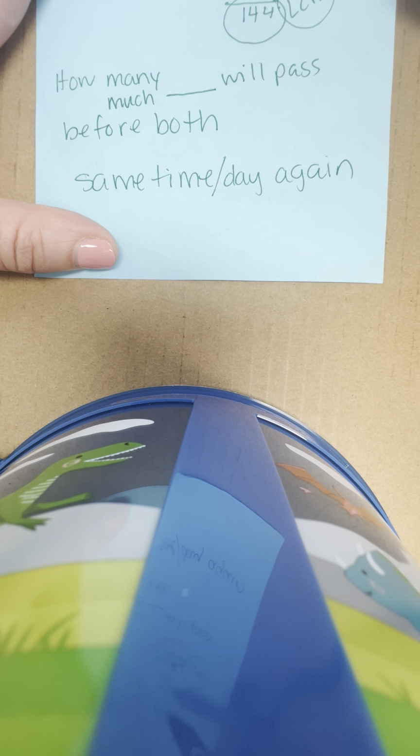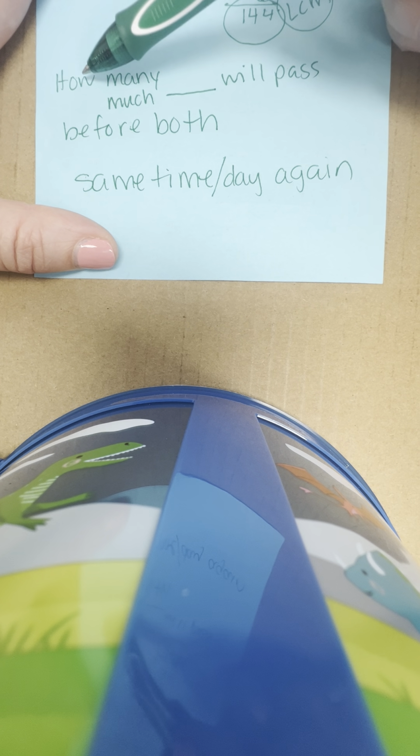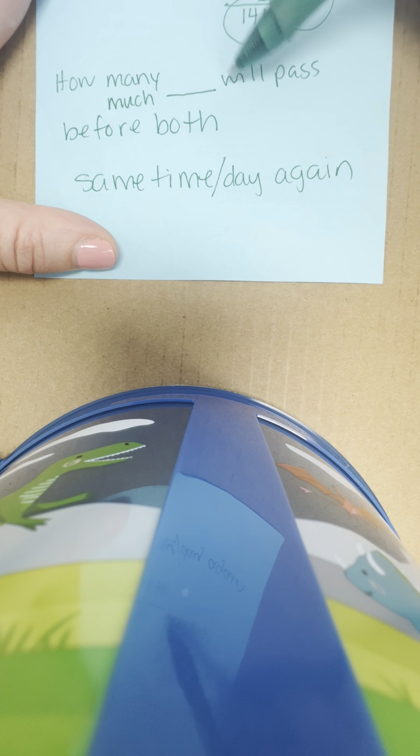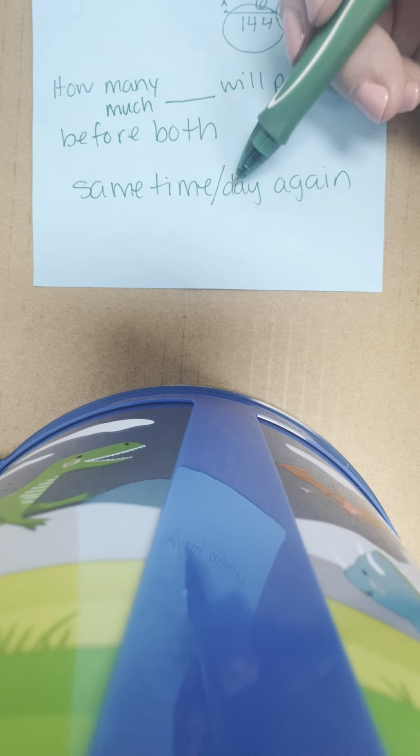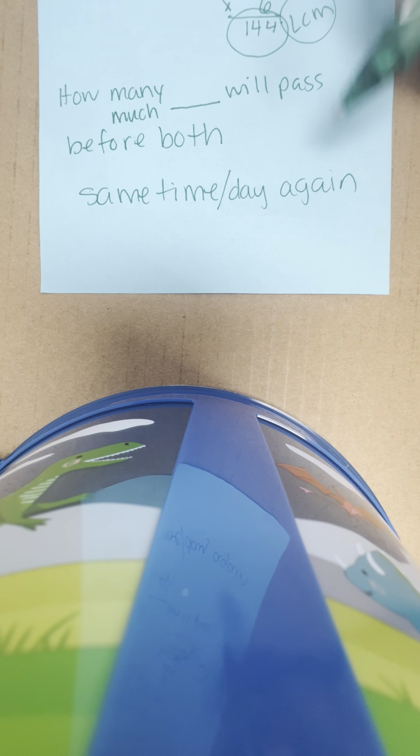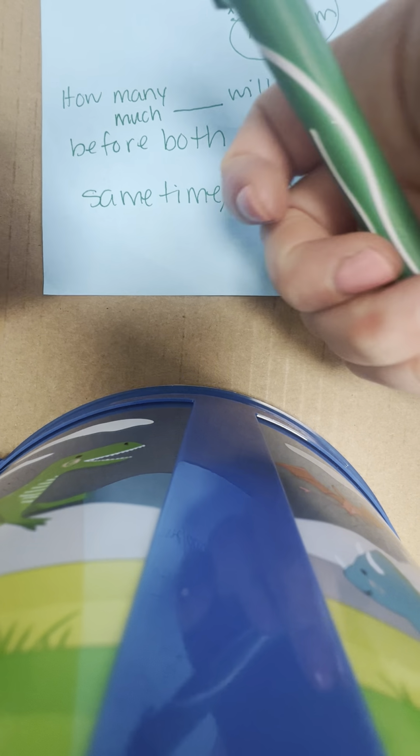Okay, for your word problems, if you see something like how many days or how much time will pass before both happen again at the same time. So for example, how many days will pass before you have both lessons again on the same day, same time? That means LCM. I hope this was helpful for you.